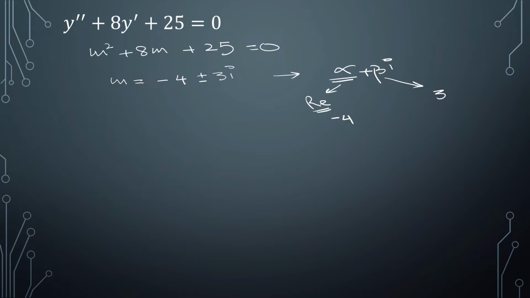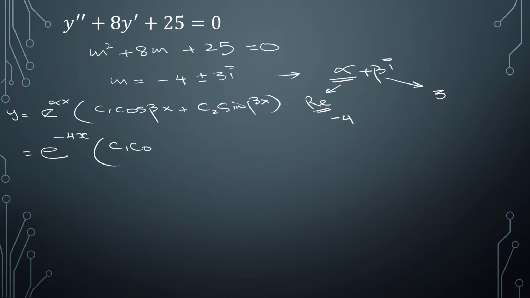So we know how our equation looks: e to the power alpha x, c1 cos beta x plus c2 sine beta x. This is the form we are looking for. So e to the power alpha, which is -4x, c1 cos of beta, meaning 3x, plus c2 sine of 3x. So this is how we write our solution in which the roots are complex.